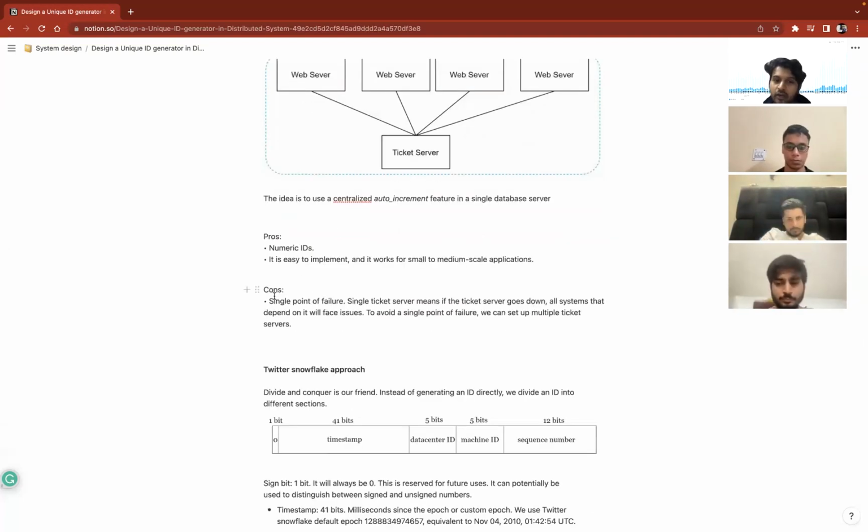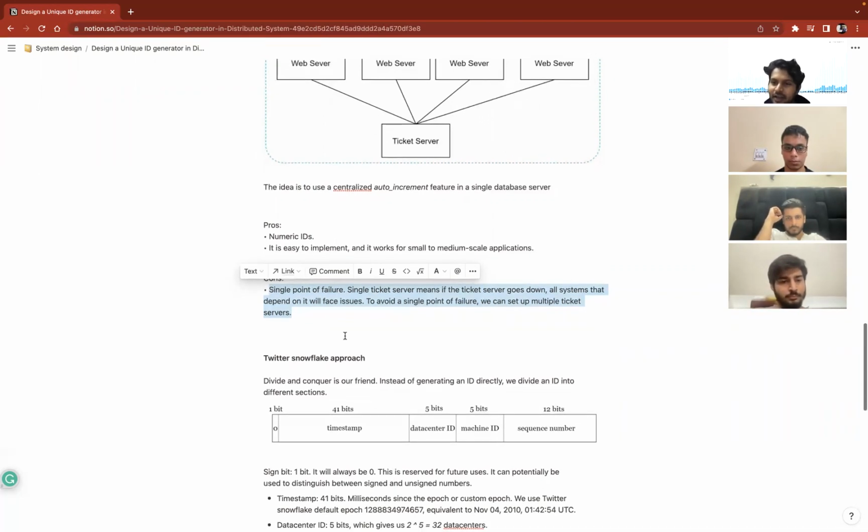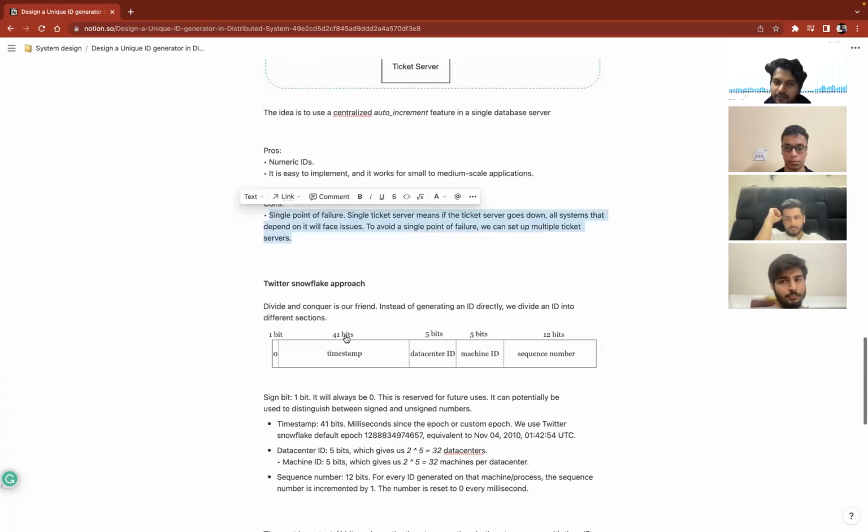What are the cons? There are cons. A very simple con: it is a single point of failure. If your central system, the one ticket server, goes down, everything in the system goes down in terms of creating new things. That is the biggest one, and I believe it is good enough reason for people not to use it in multiple places.